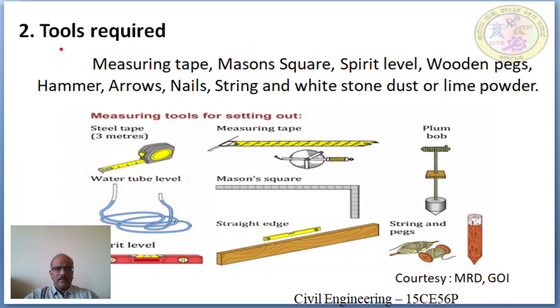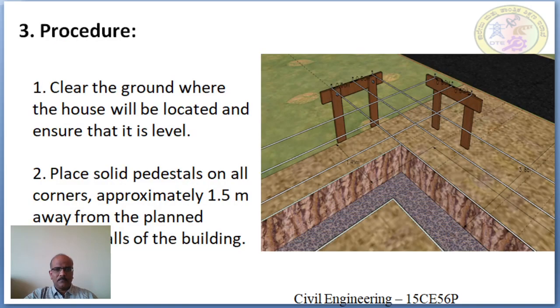The tools required to perform this experiment are the measuring tape, mason square, spirit level, wooden pegs, hammer, arrows, nails, strings, white lime powder or stone dust powder. The next is the procedure.